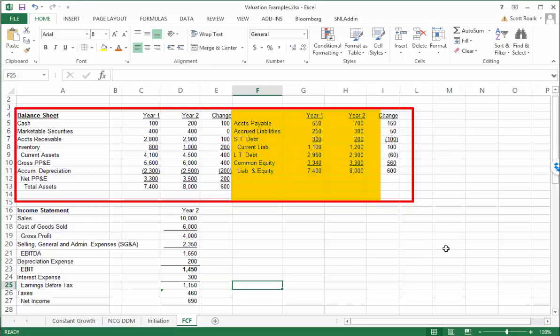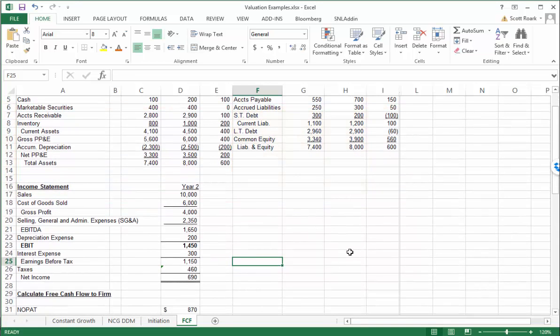And what we want to do is take that and then use this income statement and build the free cash flow for the firm. So with our income statement, we start with sales. We subtract out the cost of goods sold to get the gross profit. We take out the selling, general, and administrative expenses, kind of the fixed expenses of the firm. We come up with EBITDA, earnings before interest, taxes, depreciation, and amortization. We have a depreciation expense of $200. We end up with EBIT, $1,450.